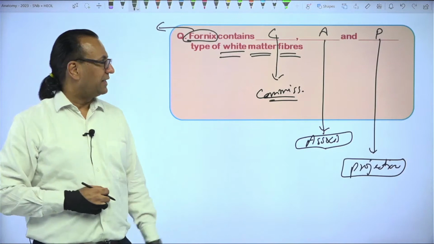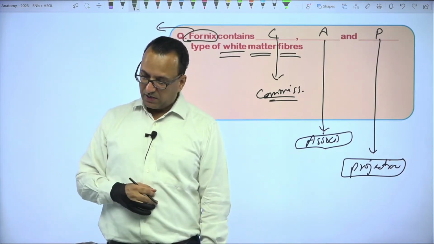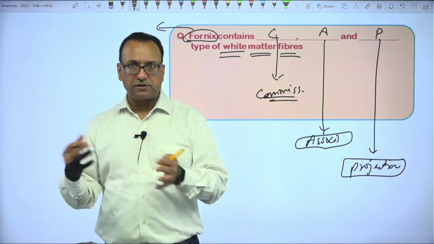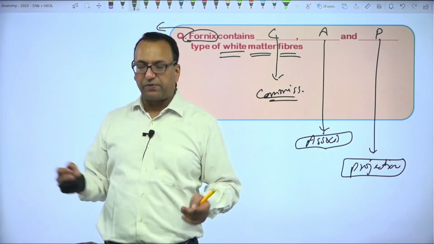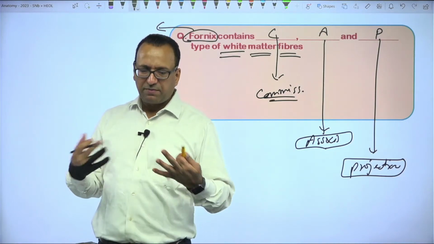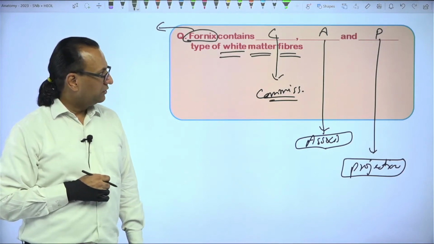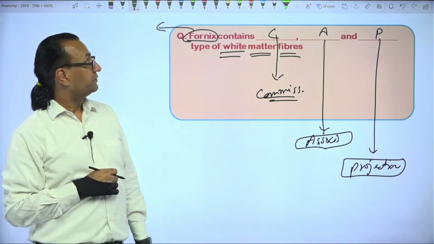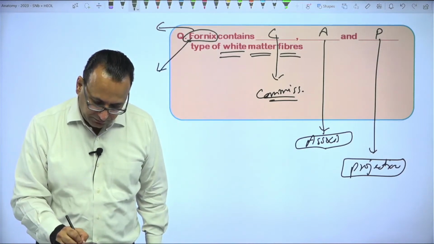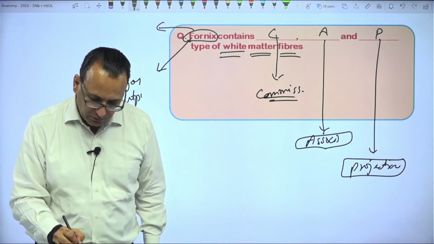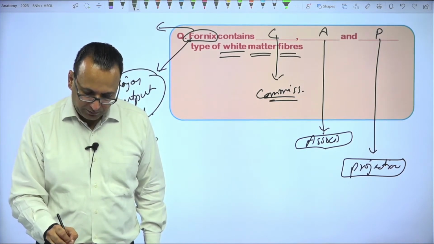Now, I find that different faculties will give a different order of which should be the first answer, second answer, third answer. Actually, we do not have a criterion to tell which should be first, second, third, but in my experience, I believe that the first answer should be commissure. Why? See, fornix is the major output tract of hippocampus.